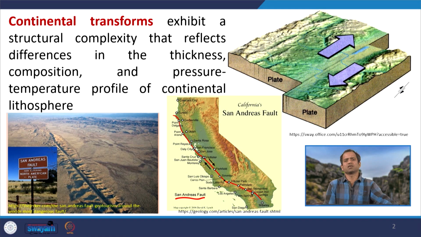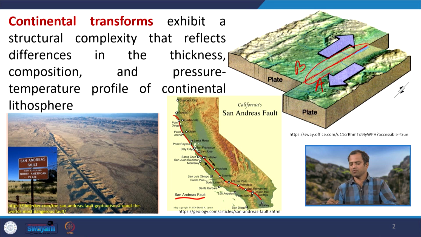A continental transform fault exhibits a structural complexity that reflects differences in the thickness, composition, temperature, and pressure profiles of the continental lithosphere. Here the continental plates, say A and B, are sliding past one another, and mind you, this junction is a straight line. If it is so, then there will hardly be any generation of plate material here.